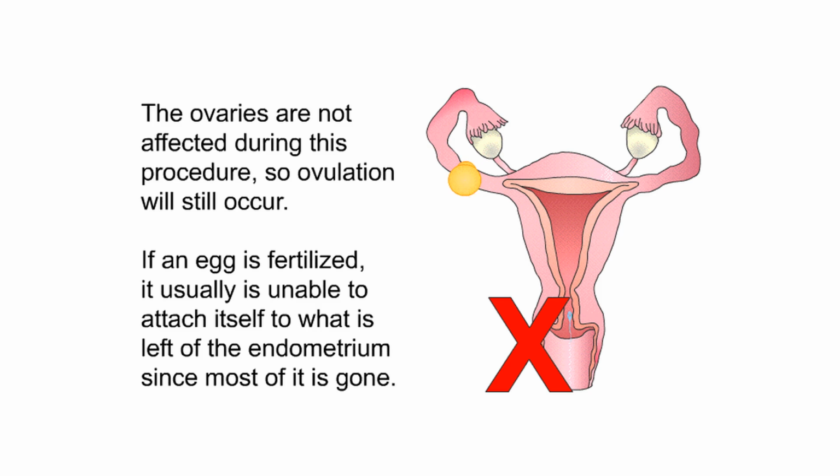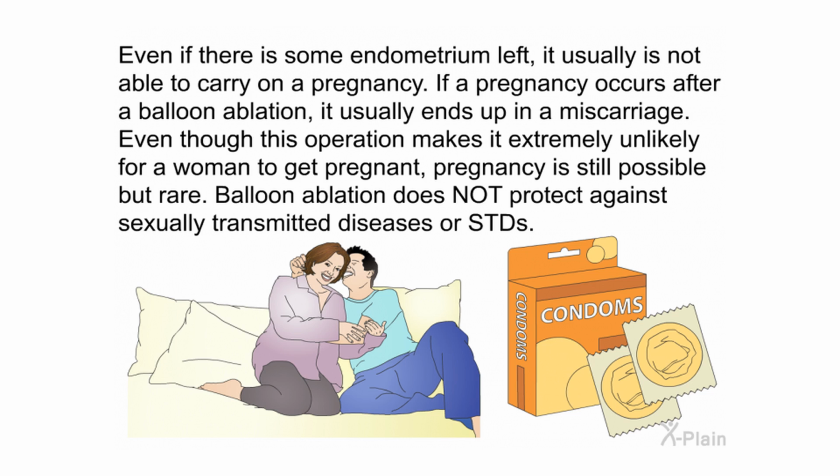The ovaries are not affected during this procedure, so ovulation will still occur. If an egg is fertilized, it usually is unable to attach itself to what is left of the endometrium since most of it is gone. Even if there is some endometrium left, it usually is not able to carry on a pregnancy. If a pregnancy occurs after a balloon ablation, it usually ends up in a miscarriage. Even though this operation makes it extremely unlikely for a woman to get pregnant, pregnancy is still possible, but rare.